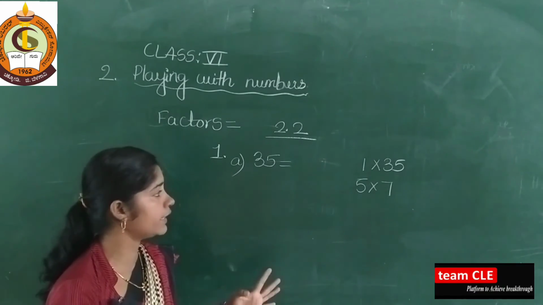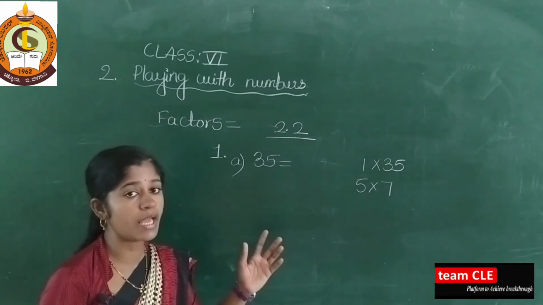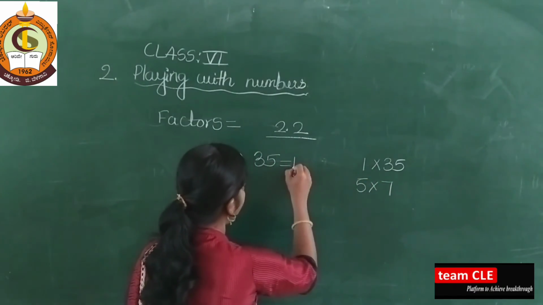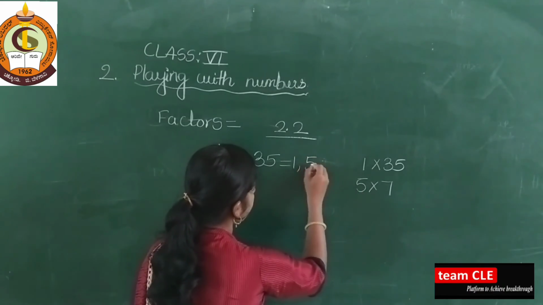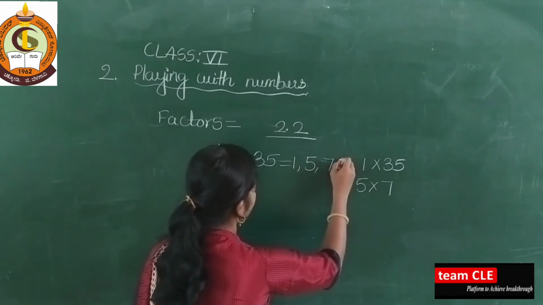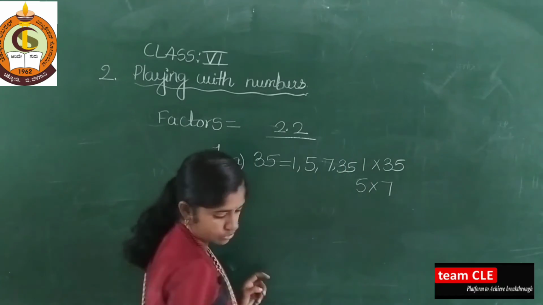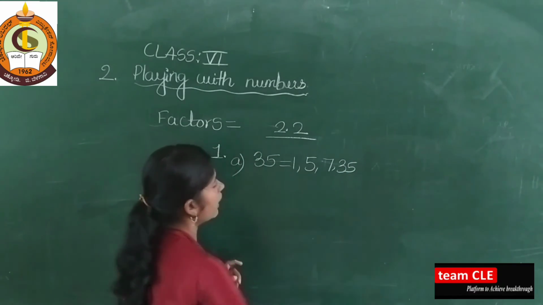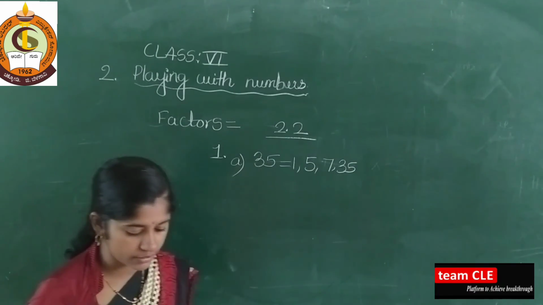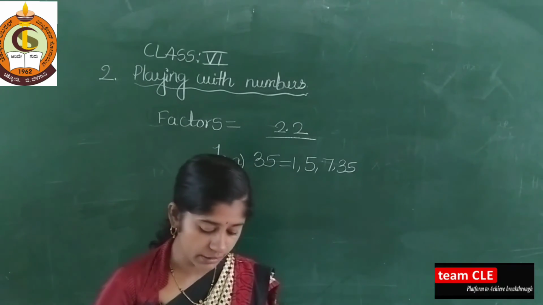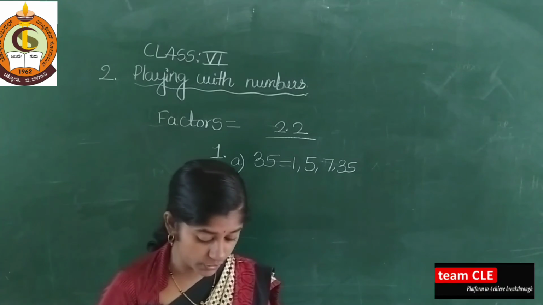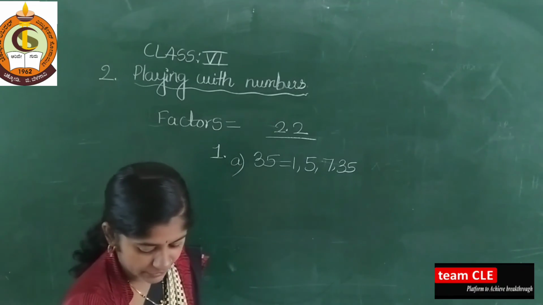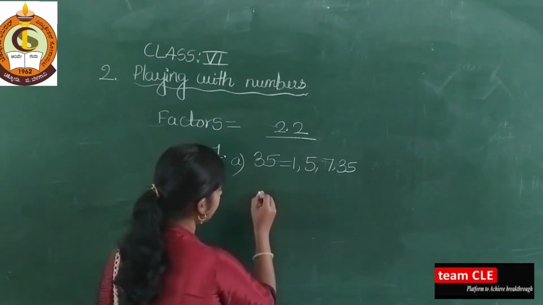And while writing, you arrange the factors in ascending order. Then tell me, among this which one is small? 1. Next one is 5. Next one is 7. Next one is 35. So up to here over. Got it? So here 1, 5, 7 and 35 are the factors of 35. So that is the first question, find all the factors of the given number.